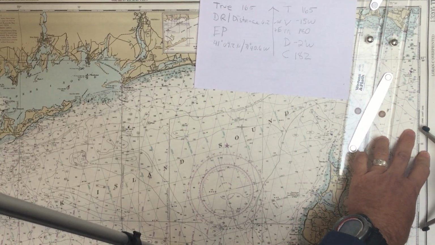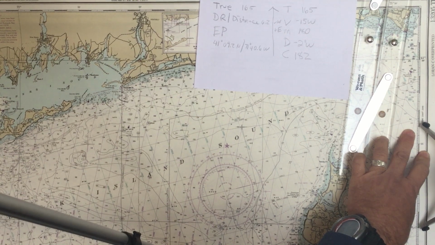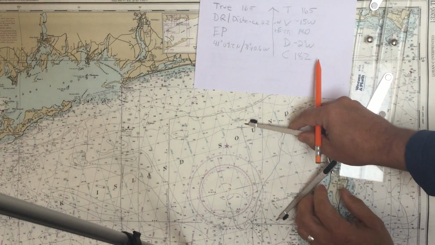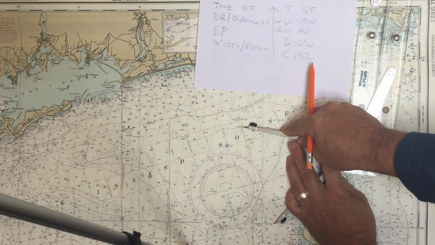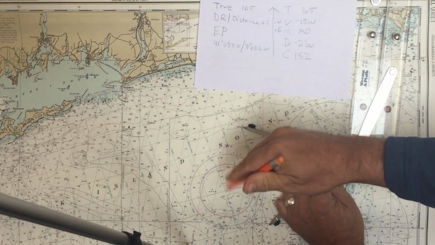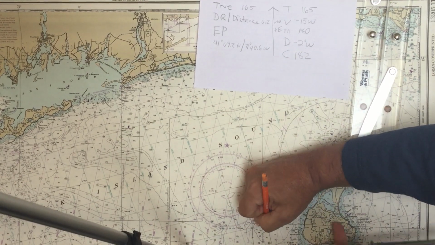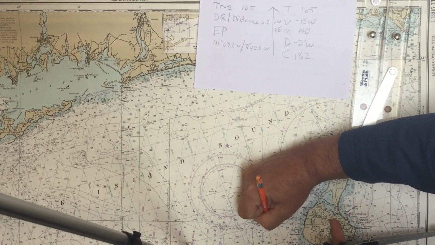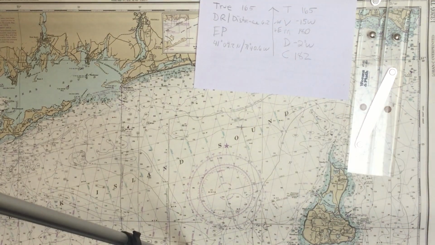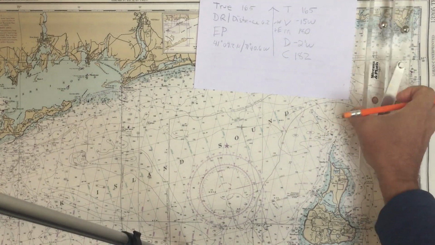So there's 5, there's 6.1, 6.2. Okay, so now I can go from my starting point and measure 6.2 miles and make a mark, and that would be my DR. And I'll put a little half circle around it just to remind myself that that's my DR. So that's where I should theoretically be given the time that I'm out there.